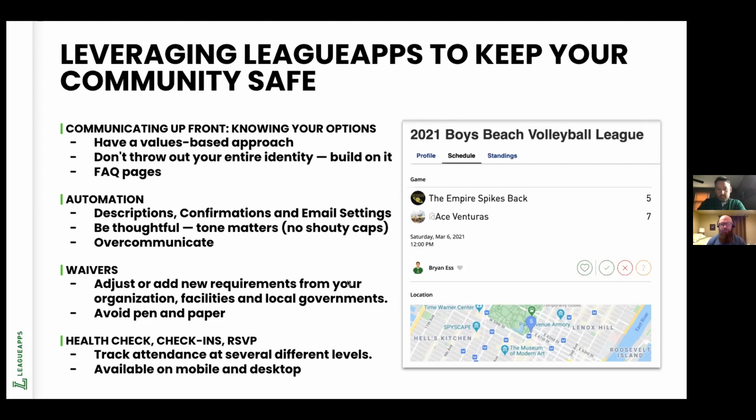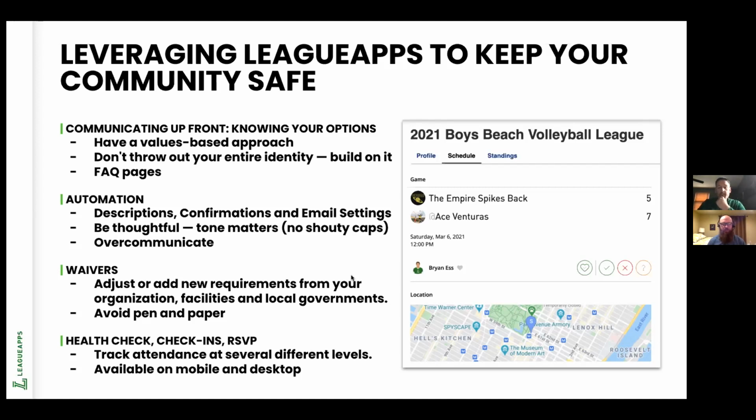Another very powerful tool you'll want to leverage in League Apps is the waivers. You can customize waivers by program. You can have default waivers. For example, maybe one specific facility requires everyone to fill out a waiver and another one doesn't. So you can customize that by program as needed.